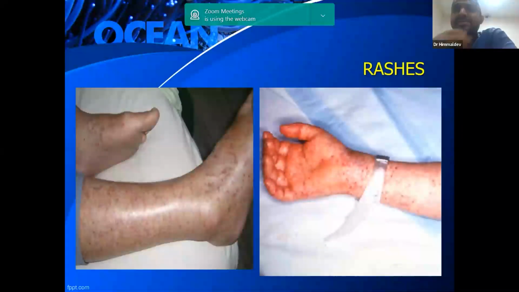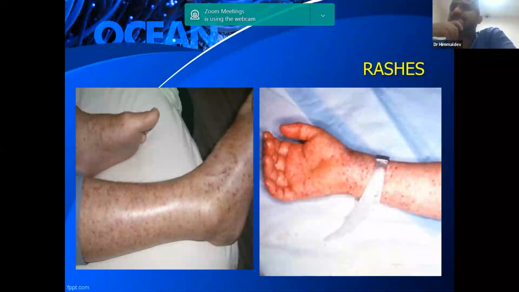This is how the rashes appear. The rash which I showed you initially was a more pronounced rash. But this is how it starts, as a petechial rash. It can become purpuric. Sometimes it can become palpable purpura, like vasculitis. It starts in the peripheries, in the hands and the legs, and slowly moves towards the trunk.